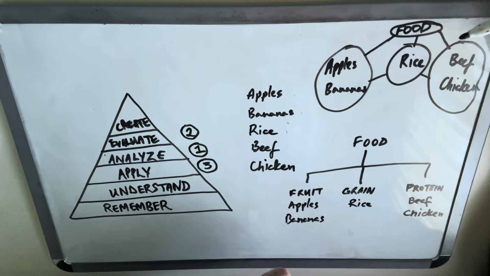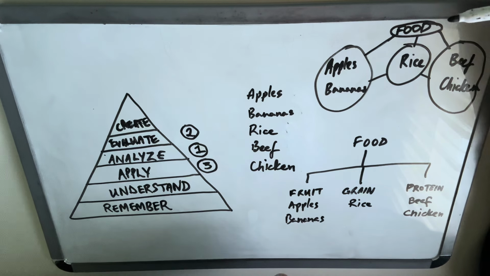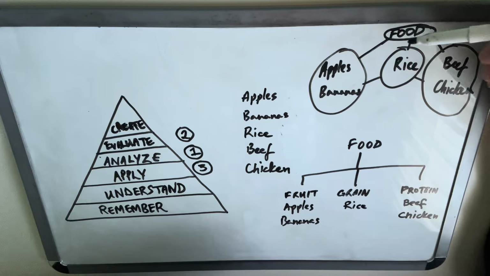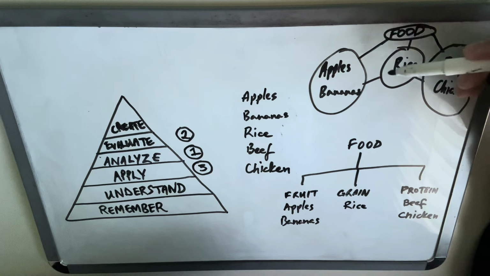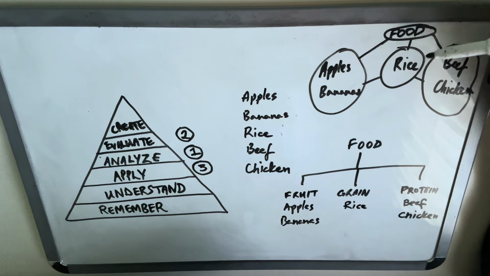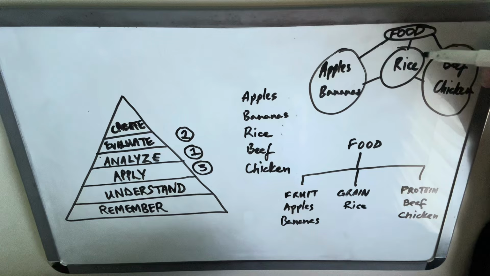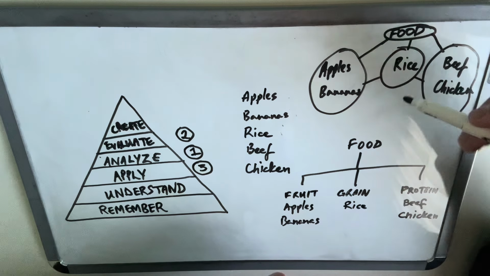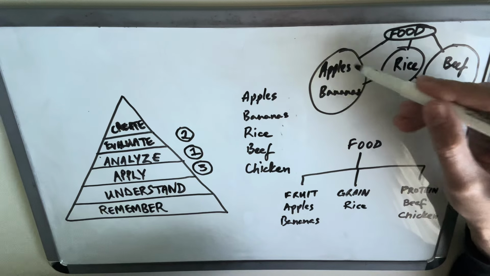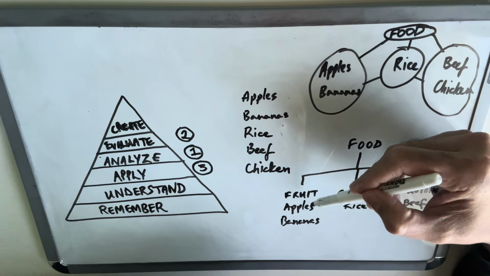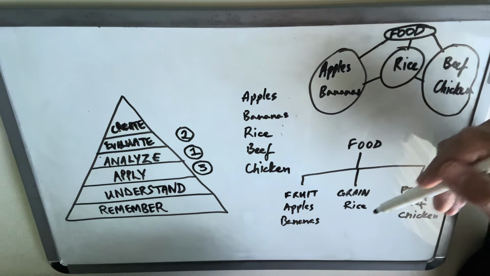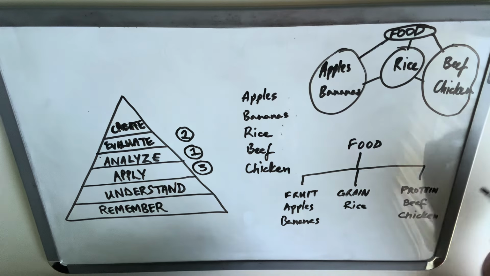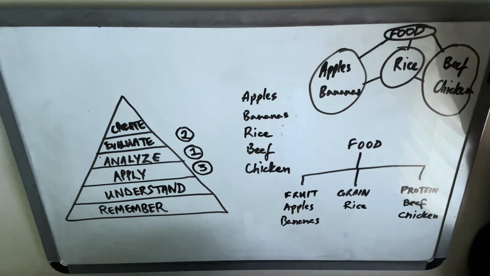And I have done that here in this mind map, where I've given the title of everything as food, because it is that. And then I've split these terms into related groups of food. For example, apples and bananas are in the group of fruit, rice comes under grains, and beef and chicken come under protein.